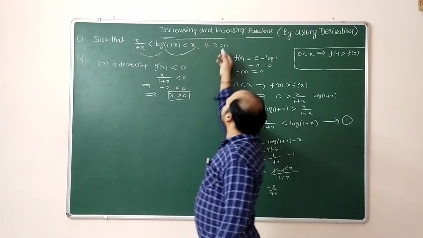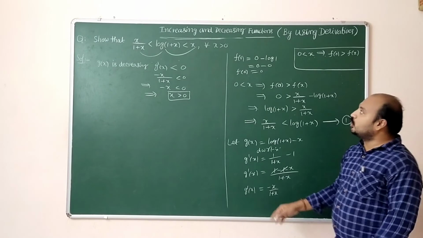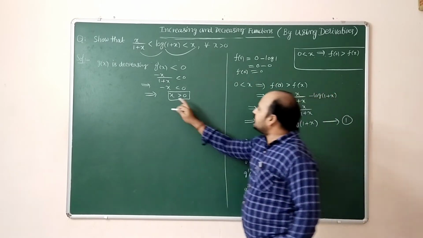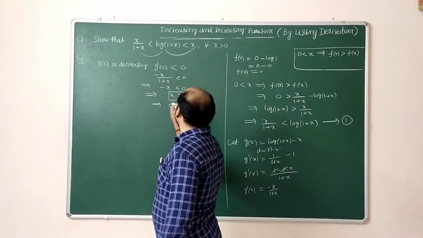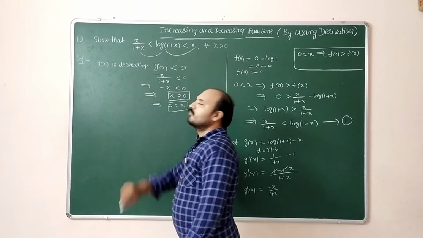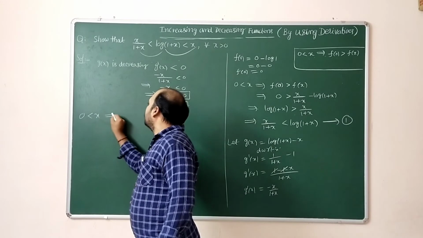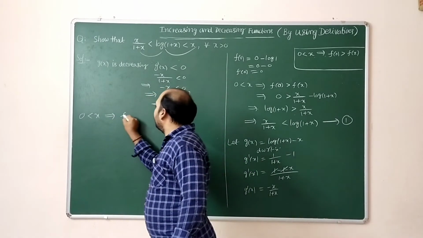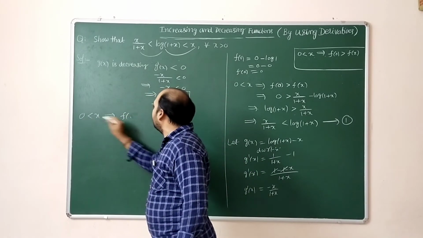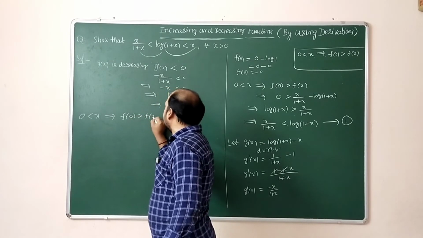We got it, x is greater than 0, we proved. But we need to prove that result. So x is greater than 0 means obviously 0 is less than x. Now take the definition of decreasing: x1 is less than x2 implies f of x1 is greater than f of x2, here f of 0 is greater than f of x.